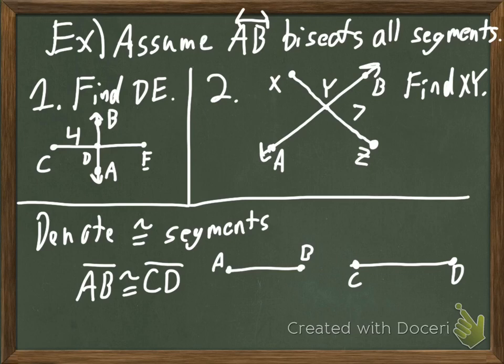So we're just going to do a couple examples. Let's assume that this line AB here is going to bisect all of our segments. So let's start with number 1. We see that line AB is bisecting segment CE. We know that CD is 4 and we want to find DE. Well, because of our definitions from the previous page, we know that if it's bisecting, it's cutting it in half. So if 1/2 is 4, which is CD, that means the D also has to be 4.